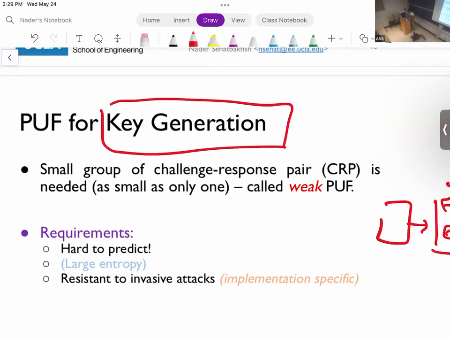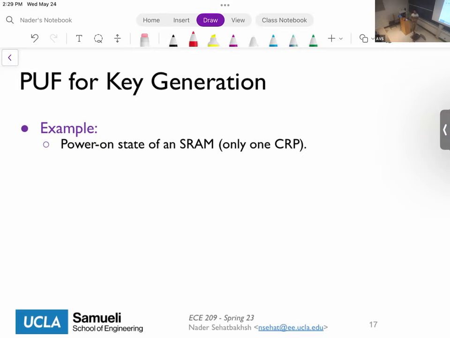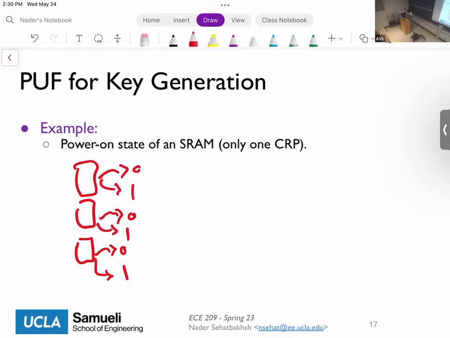An example of this is the power-on state of an SRAM. SRAMs are memory states, right? When they're off, they're not storing anything. When they're on, each cell can be randomly assigned 0 or 1. People have shown that this is almost truly random. So you can turn off your SRAM, turn it on again, get that value, and that could be your secret. This is device dependent, which means that if I build the same SRAM many times, the responses are different. And it's pretty robust, because the same SRAM will have the same power-on state all the time. This is a really good candidate, for example, for key generation.